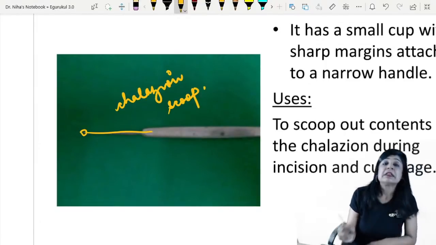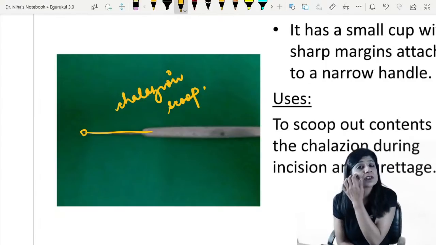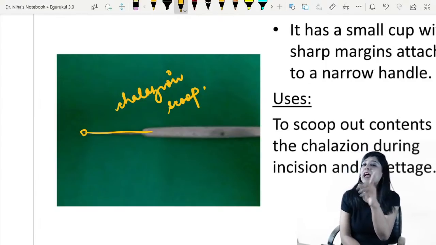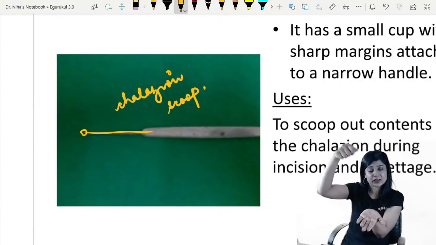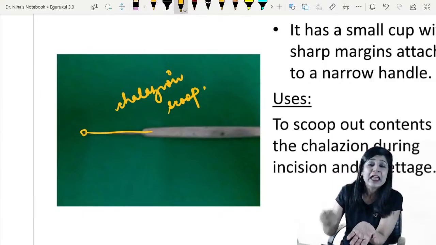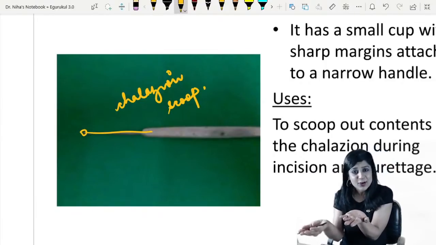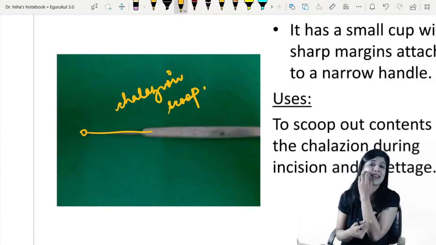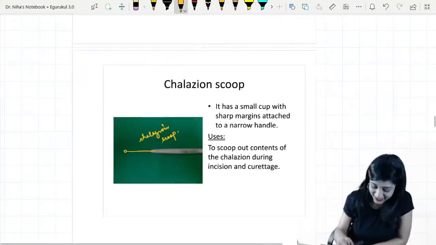Calazion scoop है या फिर evisceration scoop है. Always remember the ice cream scoop. Ice cream निकालते हैं ice cream scoop से. Similar is the instrument. अगर छोटा है then it is a Calazion scoop and if it is larger then it is an evisceration scoop. ठीक है.